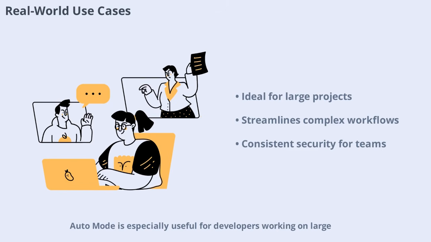Auto Mode is especially useful for developers working on large, multi-file projects or those who frequently run complex scripts. It streamlines workflows by reducing interruptions, making it easier to focus on coding rather than managing permissions. Teams can benefit from consistent security policies, while solo developers enjoy faster, safer automation. Whether you're refactoring code, deploying updates, or collaborating with others, Auto Mode adapts to your needs.